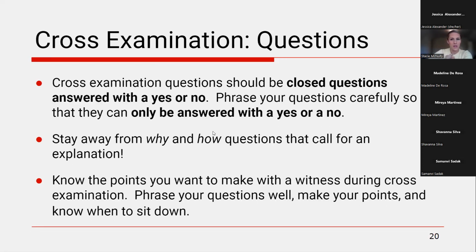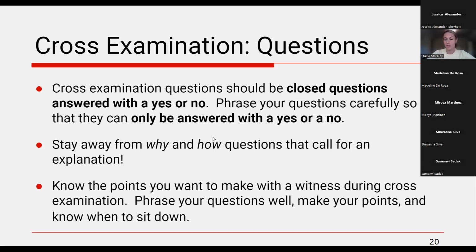So cross-examination questions should be closed questions, not who, what, where, when, why, how. This is where your preparation is going to come in. I think if you spend the time to make your questions phrased the right way, it will pay off. So phrase your questions so they can only be answered with a yes or a no. Definitely stay away from why and how, because those are going to call for an explanation. And even if the explanation is innocent, it just allows the witness to launch into something that you don't know what they're going to say. You want to be the one that's the star of the show and giving information to the jury essentially.